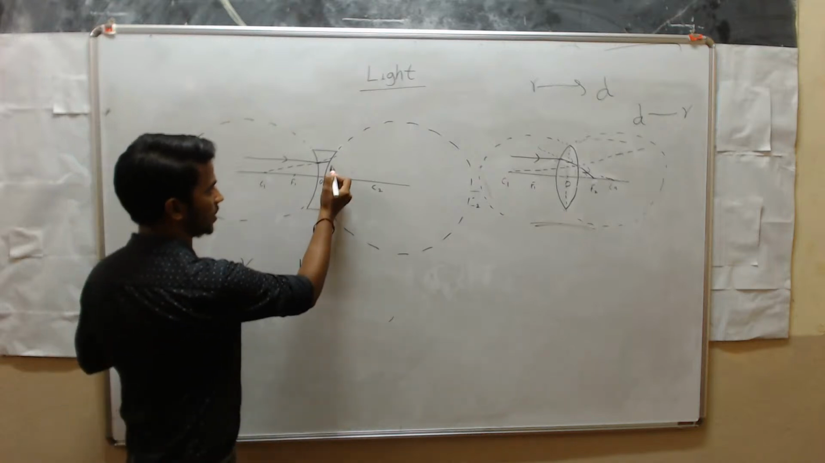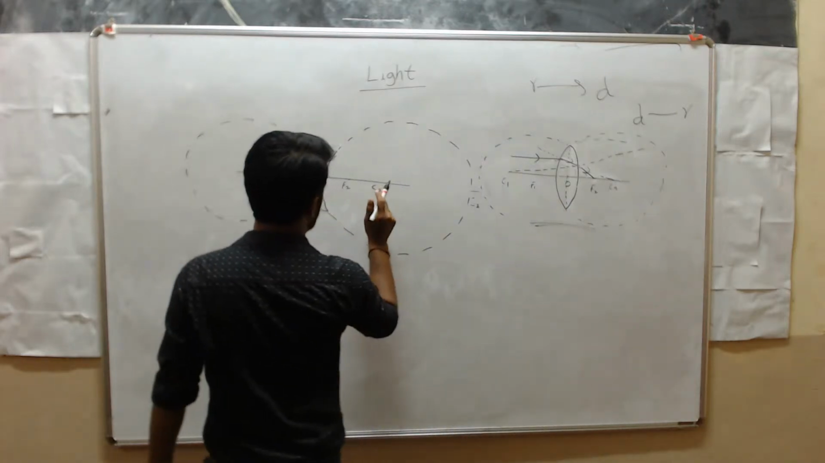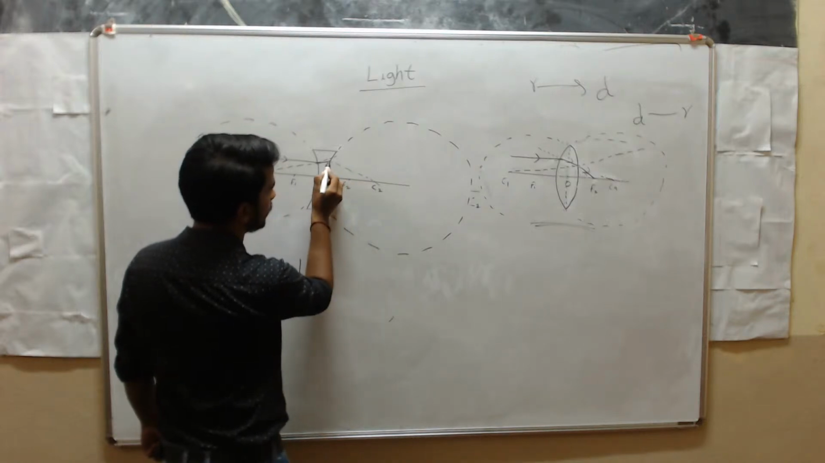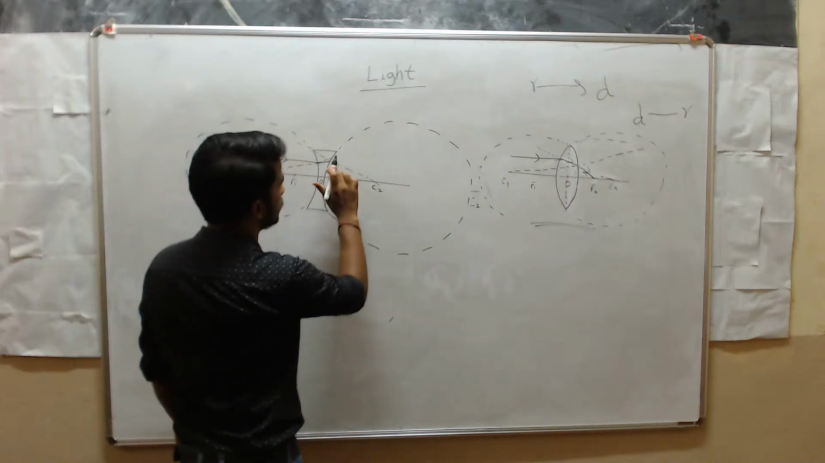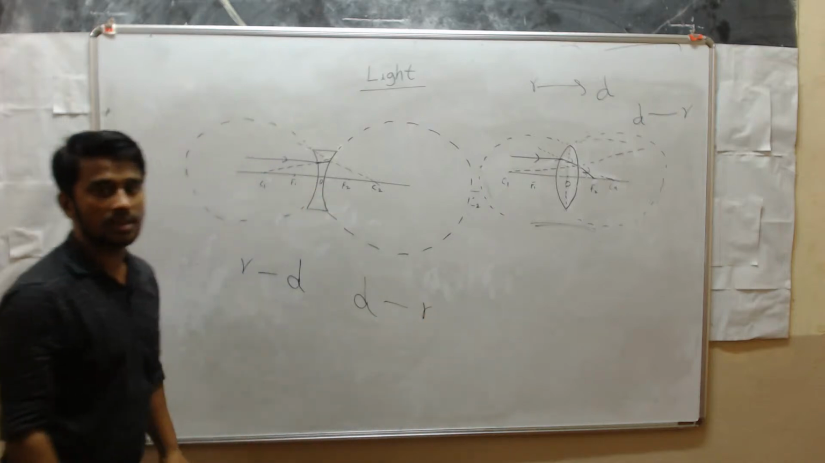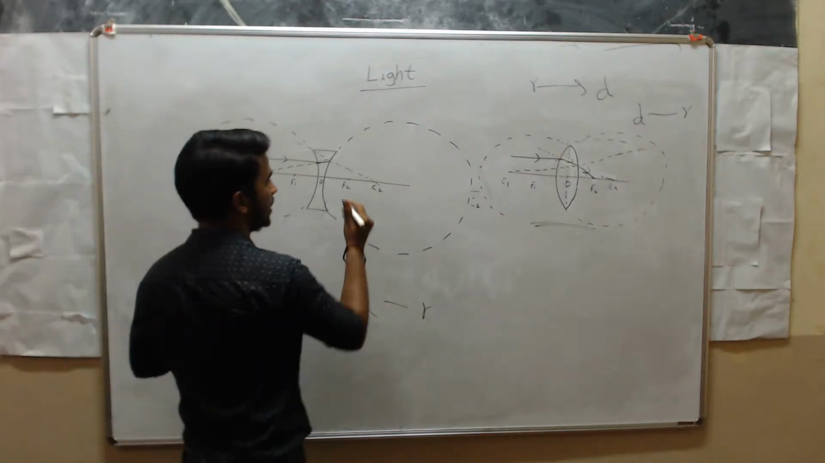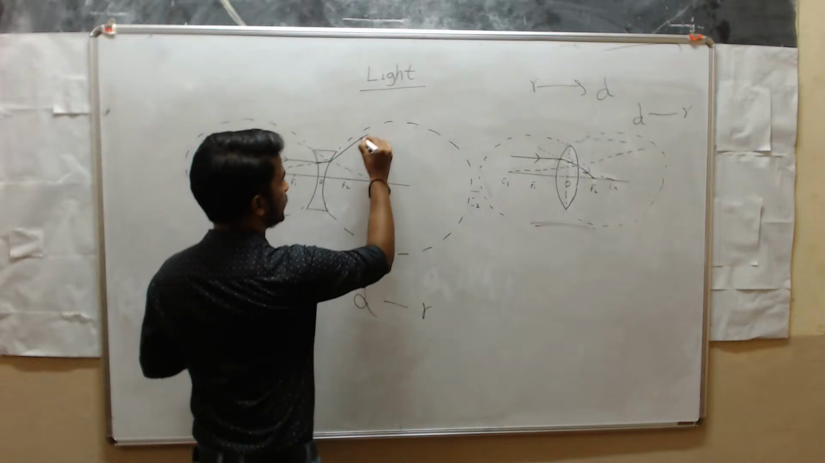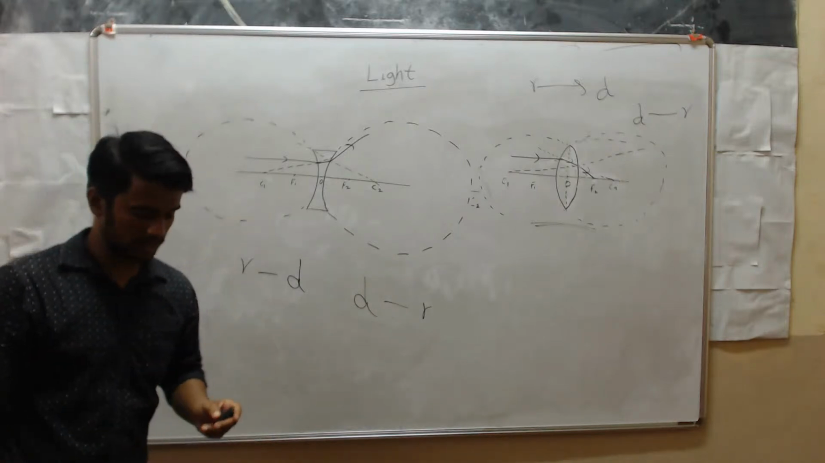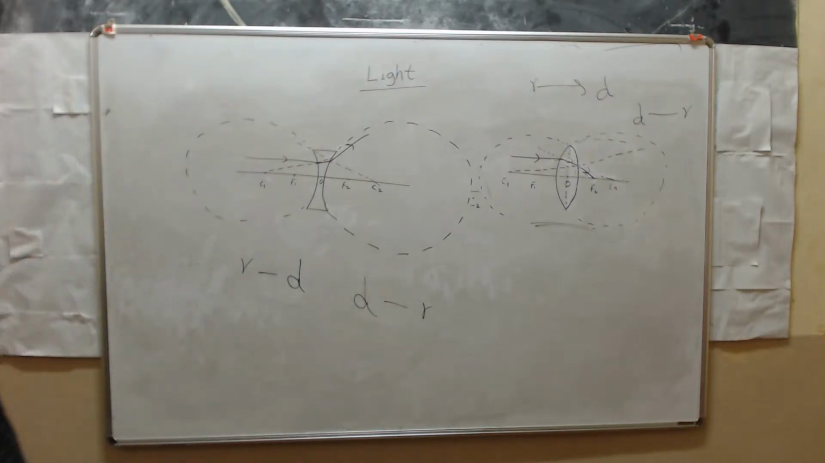Now it strikes here. How to draw the normal here? See, for this surface C2 is the center, so here we should draw the normal from C2. Now the ray of light is traveling from denser to rarer. Here the speed of light increases, so that's why it bends away from the normal. Away from the normal. Due to this reason, the rays diverge in a concave lens.